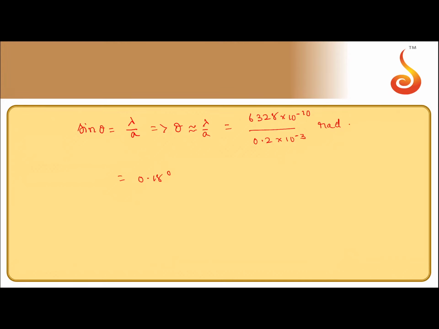Now the total angular width of the central maxima is basically going to be 2 theta, which is 0.36 degrees. This is the answer.